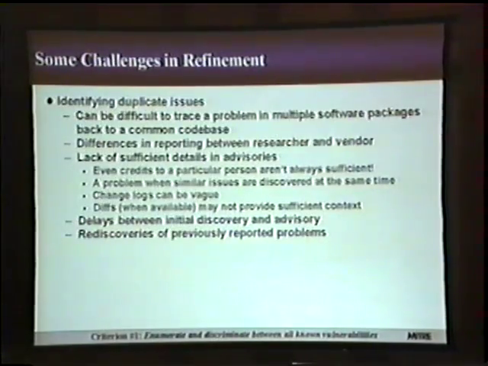Some of the challenges that we face within this refinement, one of them is really identifying duplicate issues. You need to go really far down into the weeds, and sometimes the information just isn't there. You might get down to the point of looking at source code and diffs and change logs. There might be a single line entry in a change log that says fixed security problem. Well, which of the 3 reported security problems did it actually fix? You don't necessarily know.